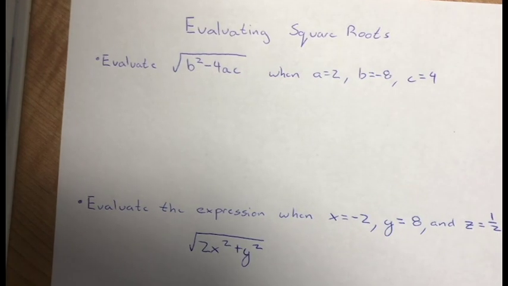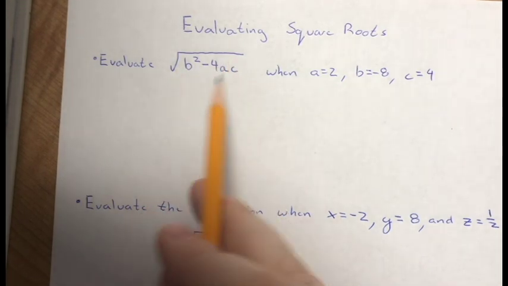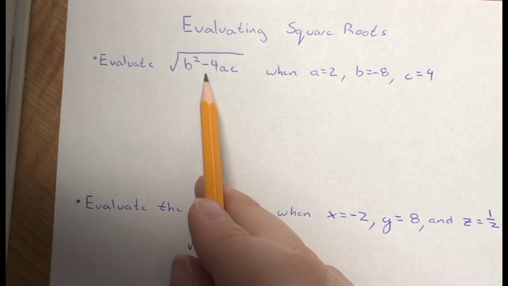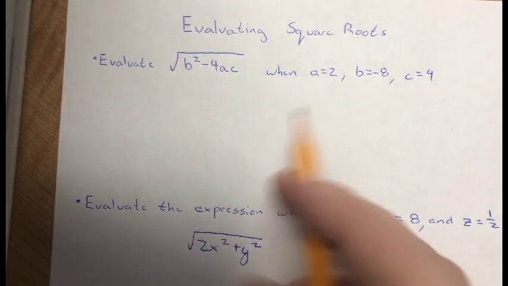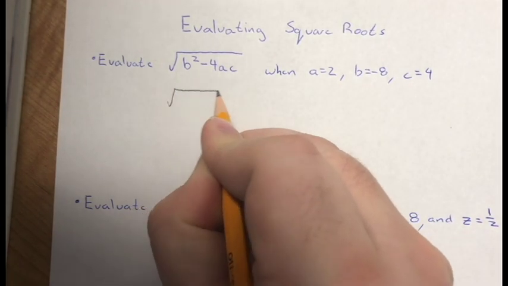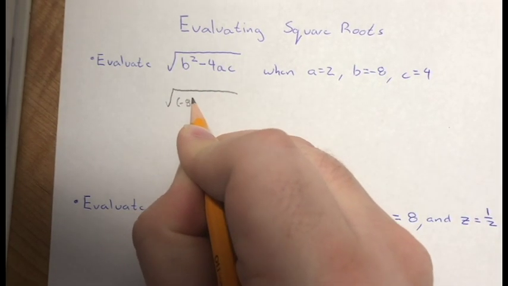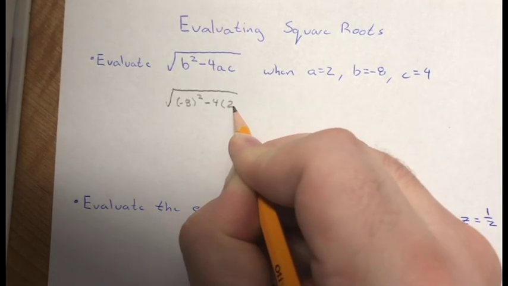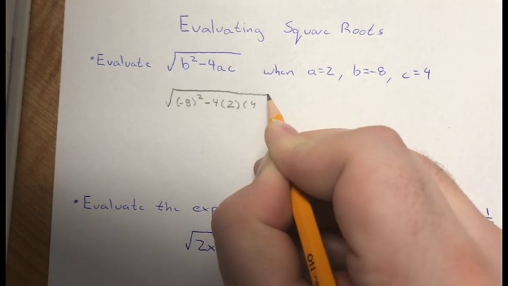It says evaluate square roots. So we're going to evaluate them again, but this time I've given you a little expression. And this expression is also something that you are going to see probably a chapter or two from now. Basically, we're just going to plug these numbers in. I'm going to say the square root of b squared, in this case negative 8 squared, minus 4 times a, which is 2, times c, which is 4. I'm going to plug everything in.